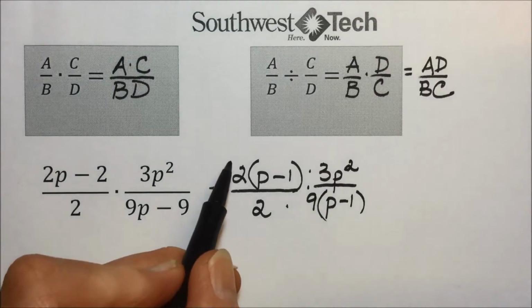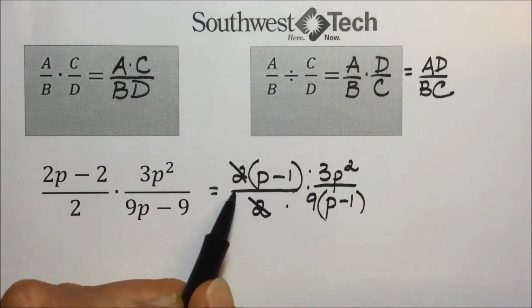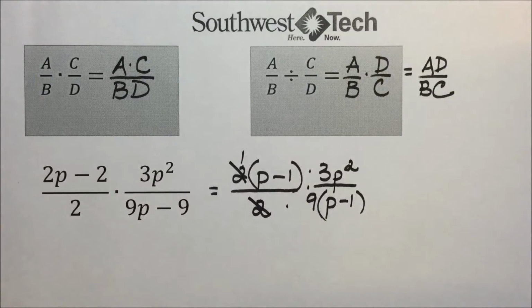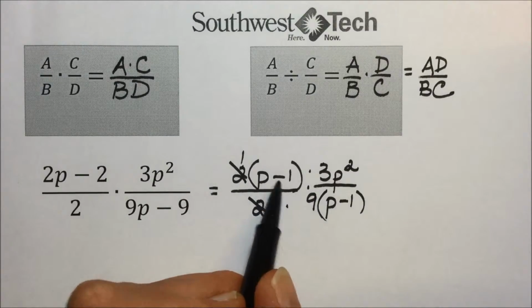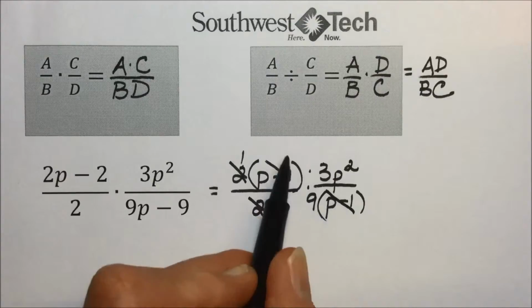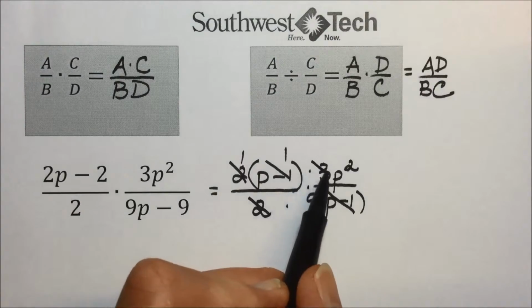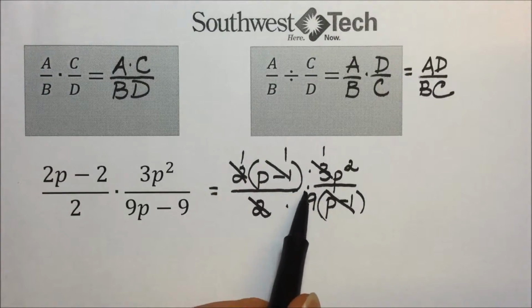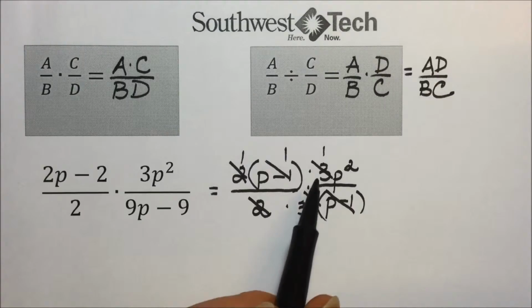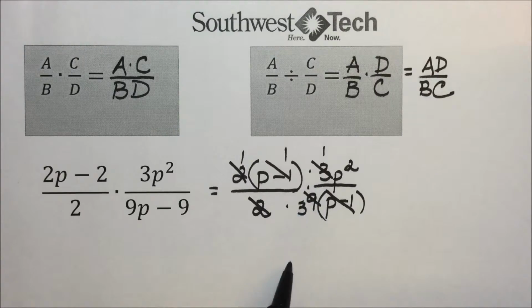1. We have a 2 over 2, or a 2 divided by 2, which is 1. We have a common binomial of p minus 1 over p minus 1 that cancels out. 3 and 9 share a common factor of 3. 3 divided by 3 is 1. 9 divided by 3 is 3. Or if you just reduce 3/9, you end up with 1/3.